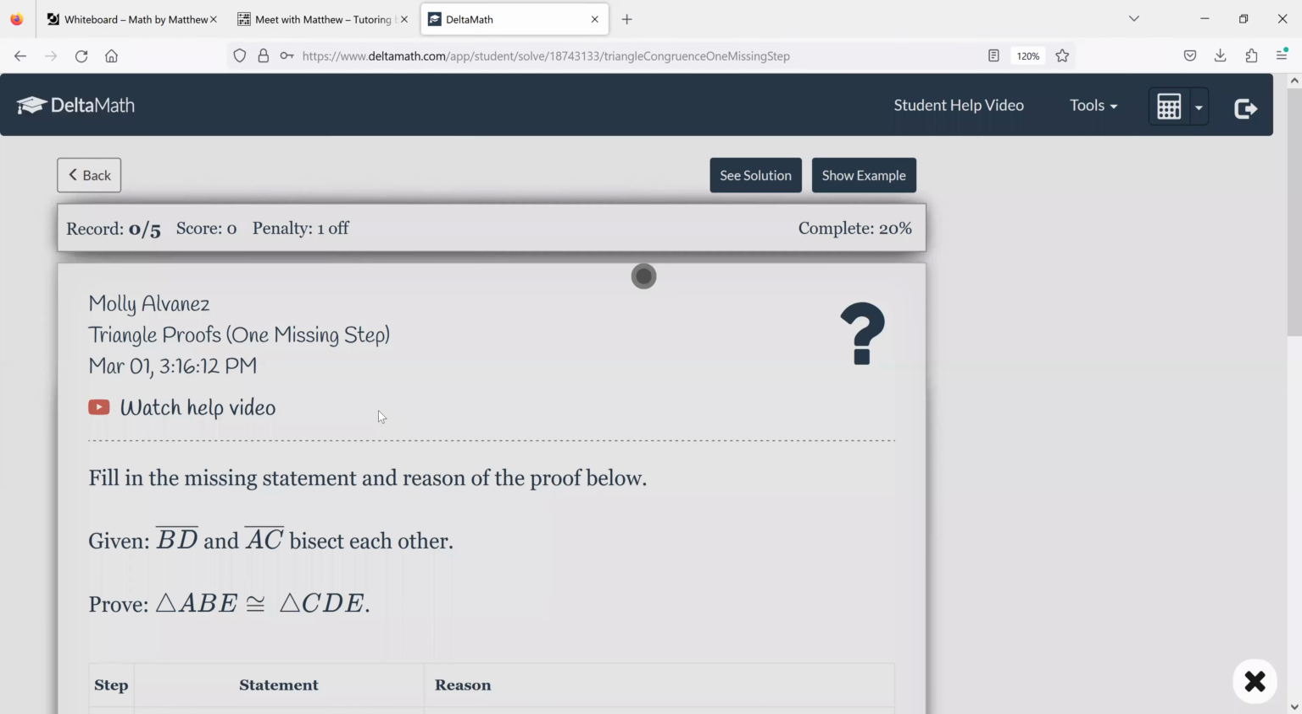What happens if we miss this a second time? Do you just take a new problem, or what's the penalty? Yeah, they just give us a new problem. All right.